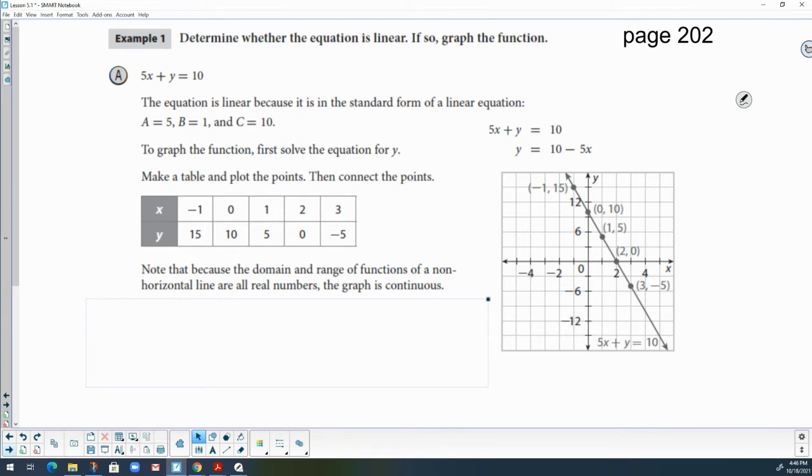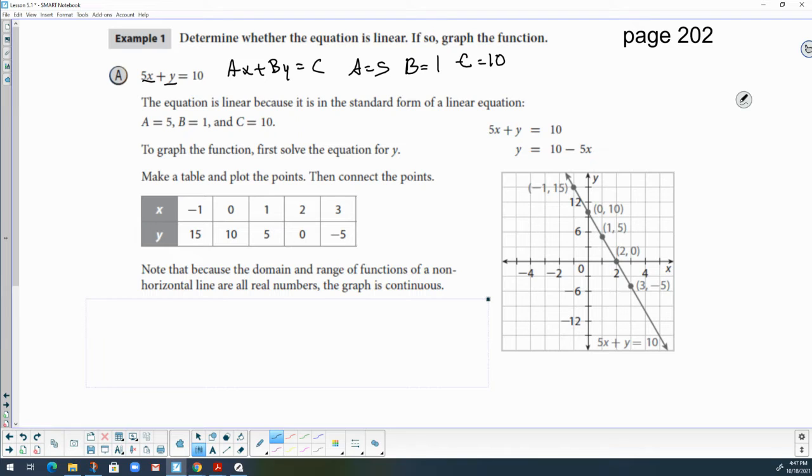So our first example is given to us. I can see that this is in standard form already. I have my A and my B, so I know AX plus BY is equal to C. And I can see that A here is 5, because that's the number in front of X, the coefficient. And B, the coefficient, is 1, the number in front of Y. And then that constant C is just 10. So I can just identify those.